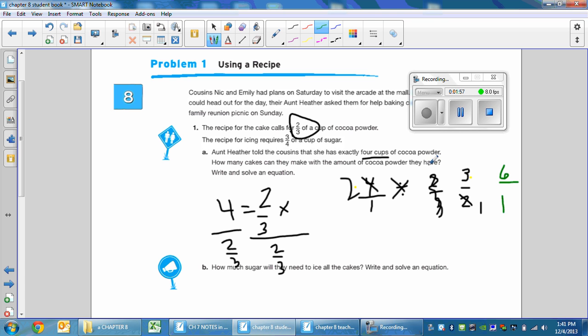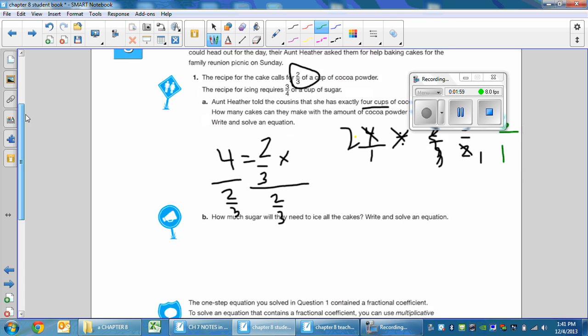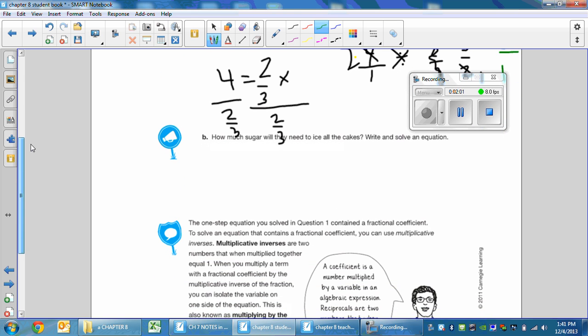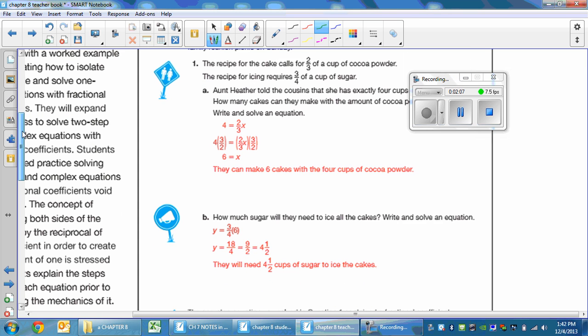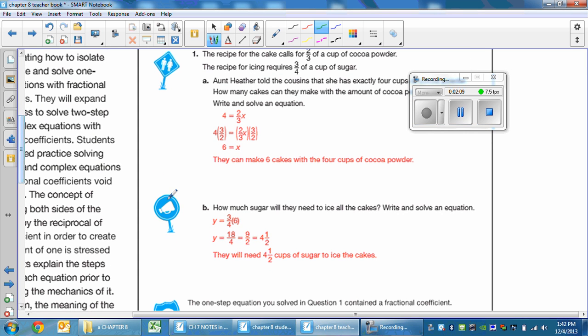All right, try B on your own and press play when you're ready. All right, for B, we have 3/4 times 6, or we can write 3 times 6 is 18, so 18/4, which simplifies to 9/2, which is 4.5. So they'll need 4.5 cups of sugar to ice the cakes.